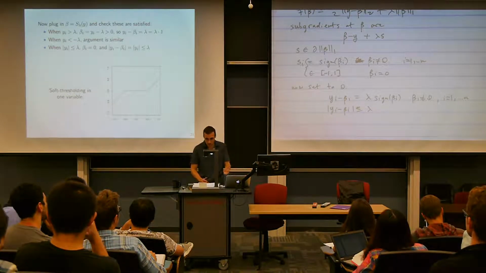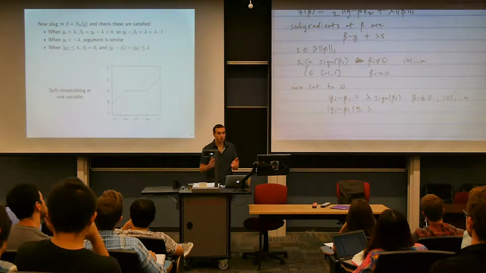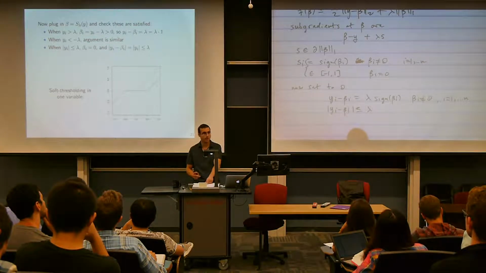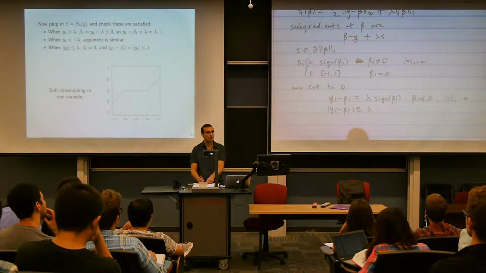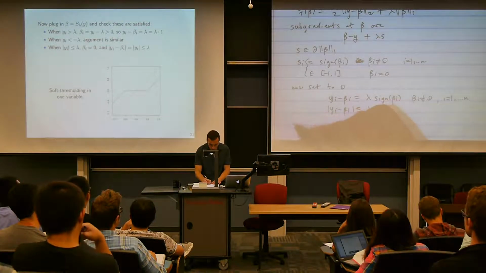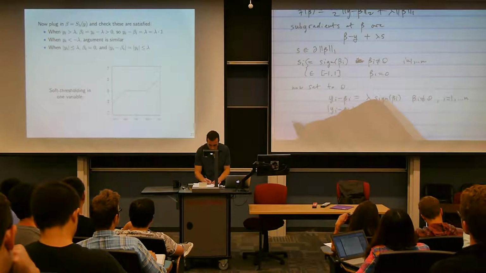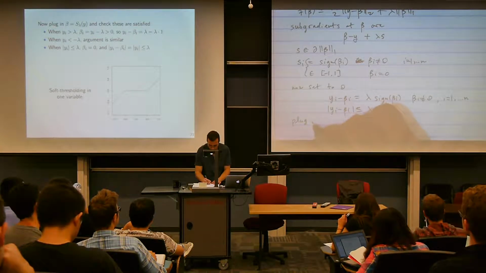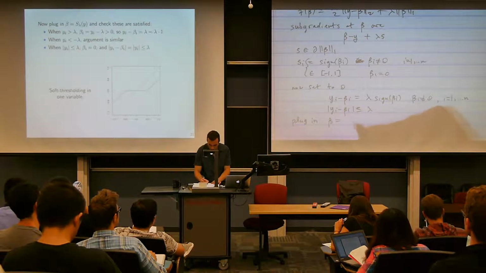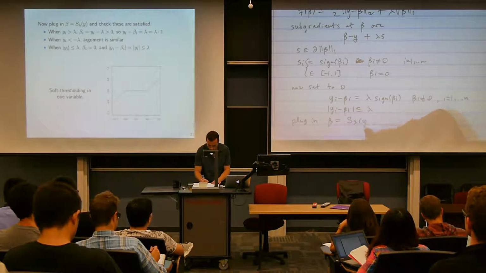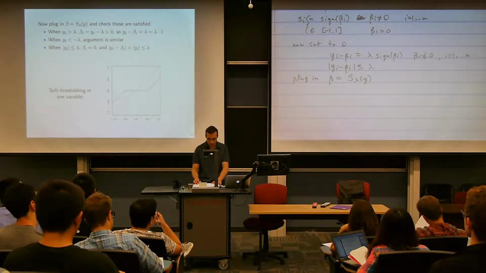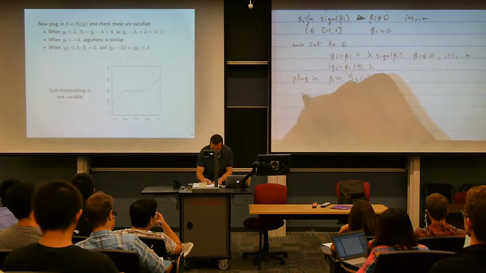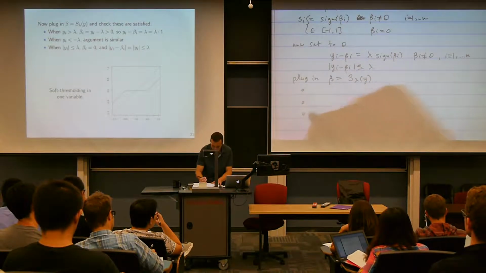So since I gave you the answer, soft thresholding, let's just go ahead and plug it in and see if we can make these conditions satisfied. Alternatively, I claim you could have stared at these and derived soft thresholding. It's just a matter of what your perspective is. So let's now plug in beta to be the soft thresholded version of y. That's how we would write it. And see if we can satisfy these things. We can just do it component-wise, right? We can check that it's true for each I.